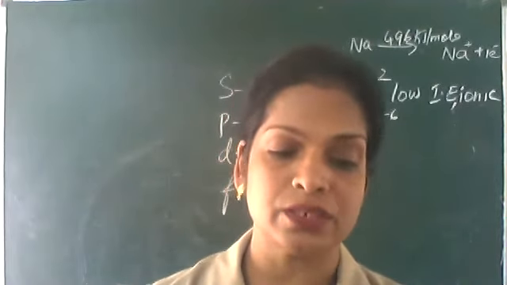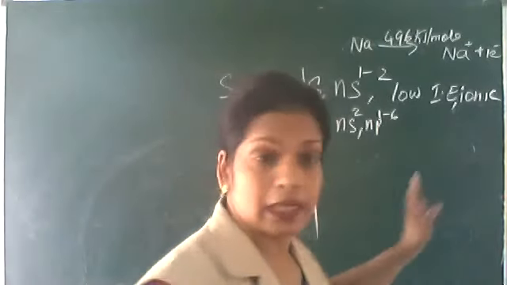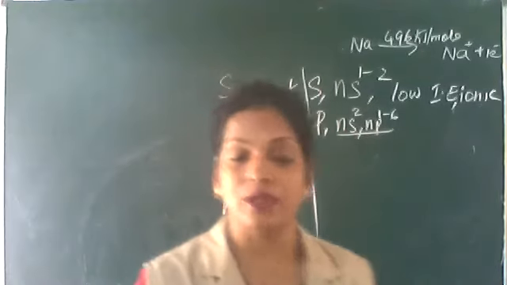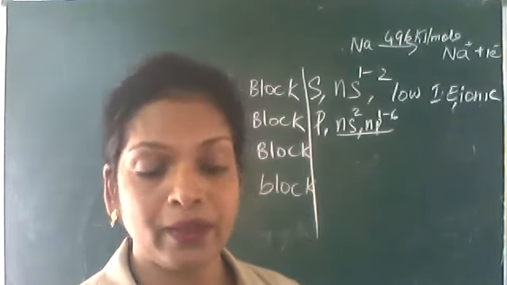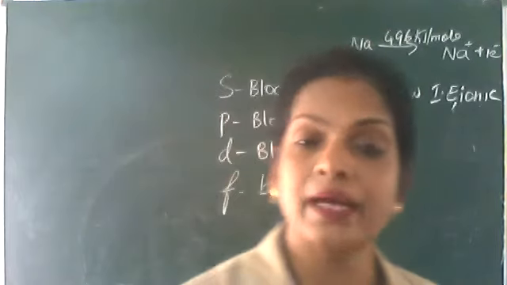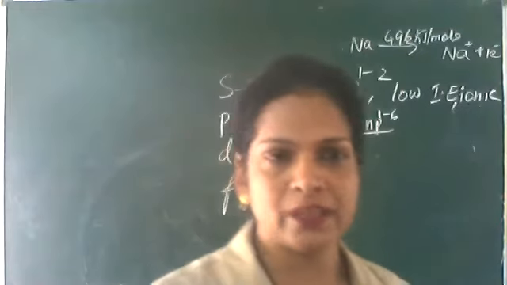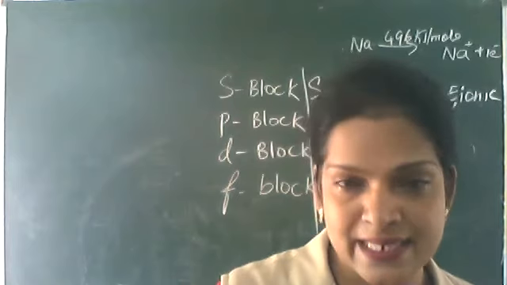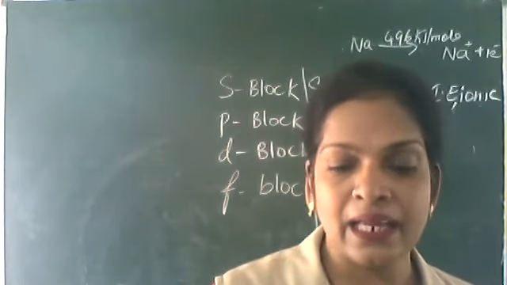So here first is P orbitals are progressively filled. General electronic configuration we have written, that is ns2, np1 to 6. They are mainly gases on that side of the periodic table. Nitrogen, oxygen, chlorine, fluorine, these are gases. So they are mainly gases.